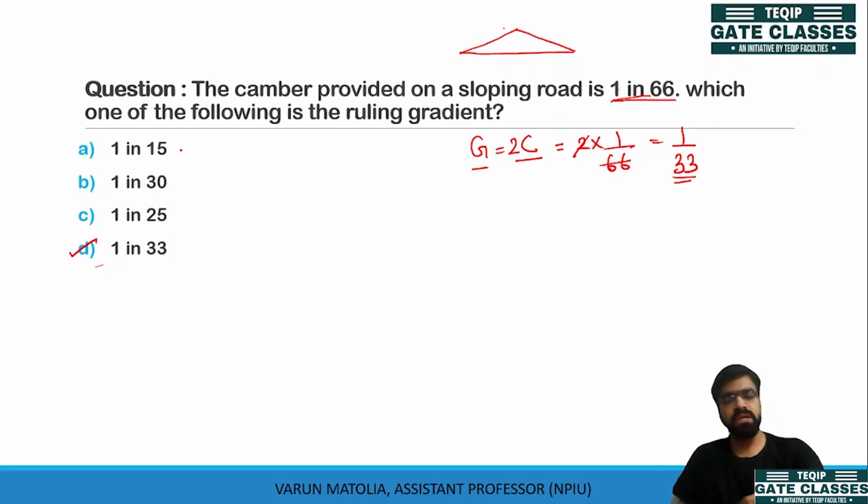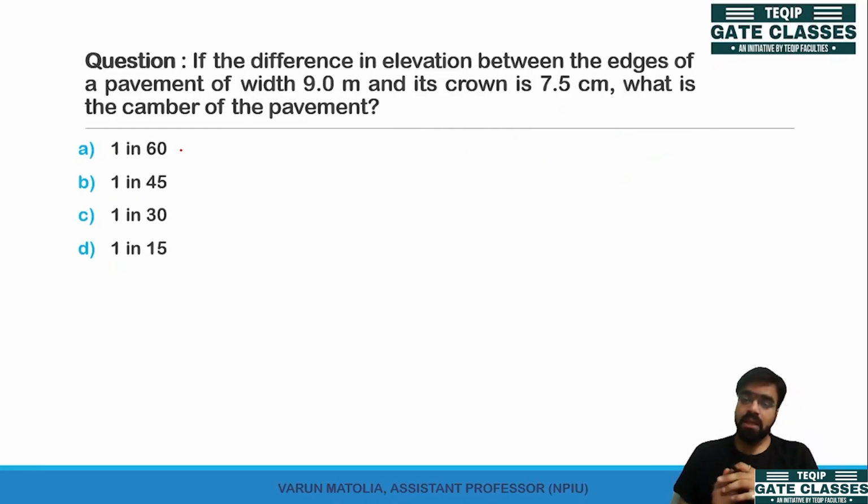Let us move on to the next question. The next question says, if the difference in elevation, meaning level, between the edge of the pavement of width 9 meter and its crown is 7.5 centimeter, what is the camber of the pavement?